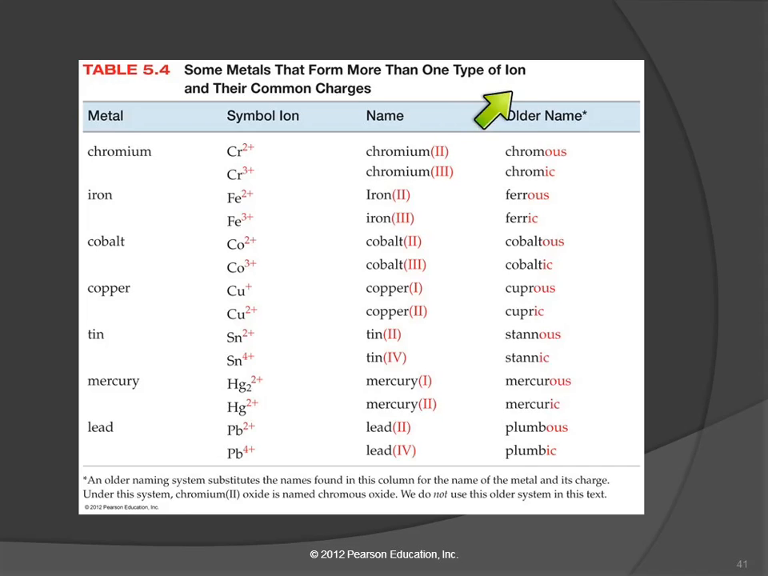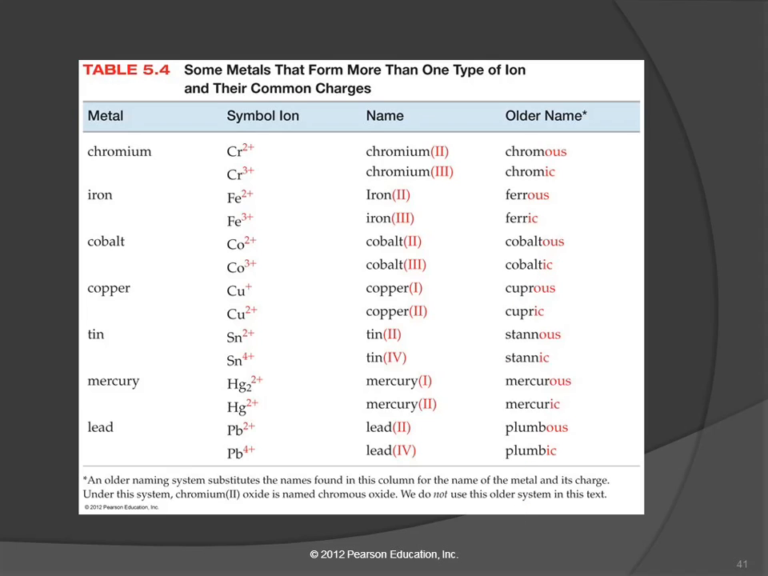There is also this older system of naming, which I'll tell you about, but we're not going to use. Okay? But you may see it occasionally, and so I want you to at least know what it is. They used to use a suffix, us and ik. And they would name the lower charge was us and the higher charge was ik. So you have chromous and chromic, ferrous and ferric, cobaltous and cobaltic, etc.